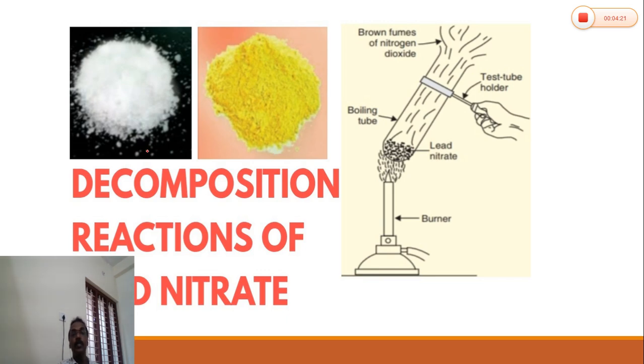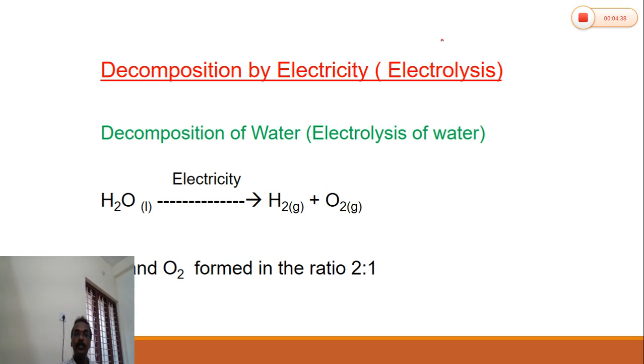Now see, this is the diagram. This is lead nitrate, Pb(NO3)2. Now it is taken in a test tube. On heating, here we can see the brown fumes. This is decomposition of lead nitrate.